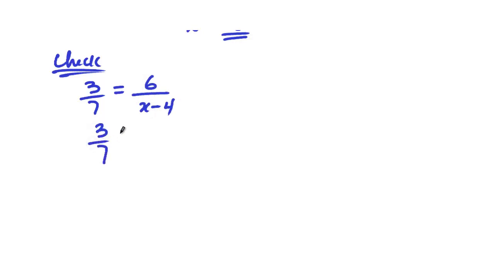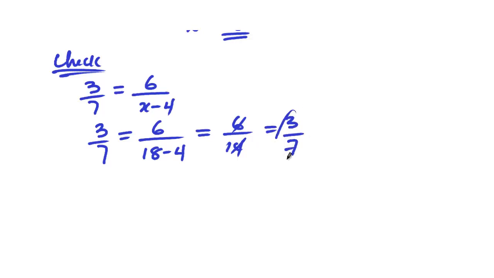So let's check if that is true. By checking, we have 3/7 is equal to 6 over x minus 4. So this will be 3/7 is equal to 6 over 18 minus 4. And what is 18 minus 4? 18 minus 4 will give us 14. 2 in 6, that's 3. 2 in 14, that is 7. You can see that this side is equal to this side.